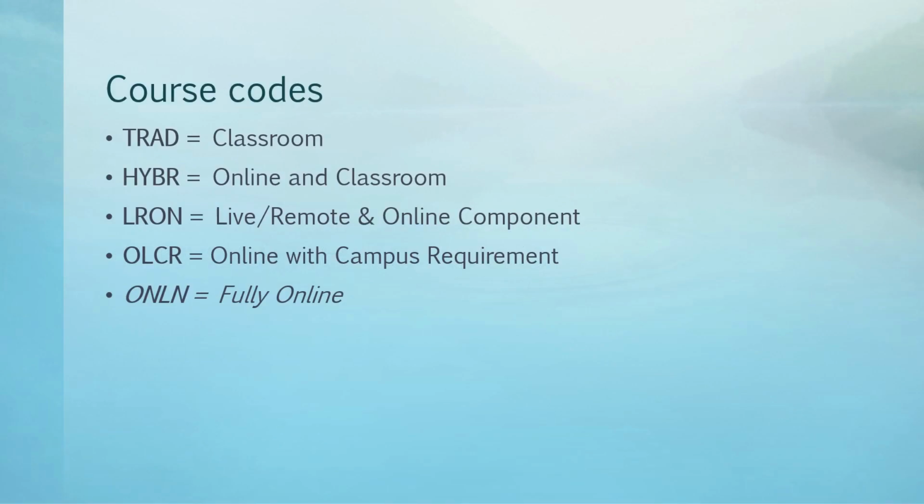You may be wondering what the different course codes mean, so here's a quick summary. Trad is a traditional class, held in a classroom at set times each week. Hybrid means the class is both online and in the classroom. For example, the class might meet once a week in person, and the other work is completed by you outside of that class time. A biology class with a lab is a good example. The lab would be the classroom time.